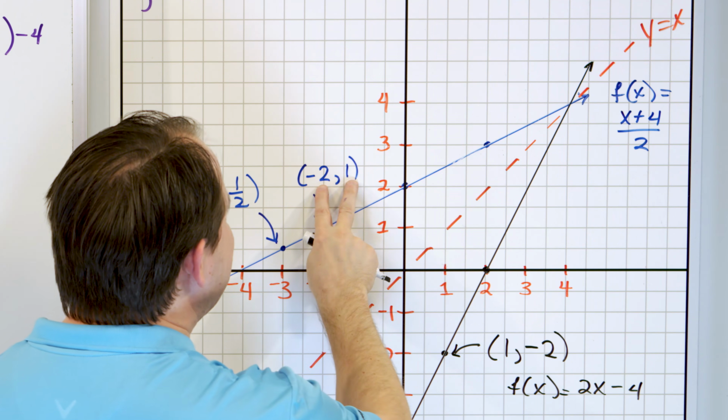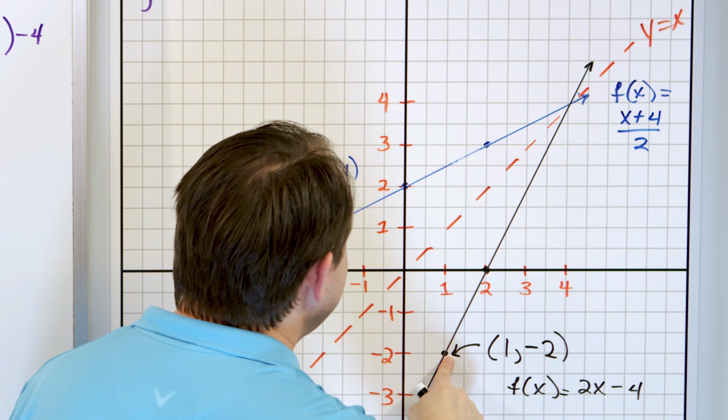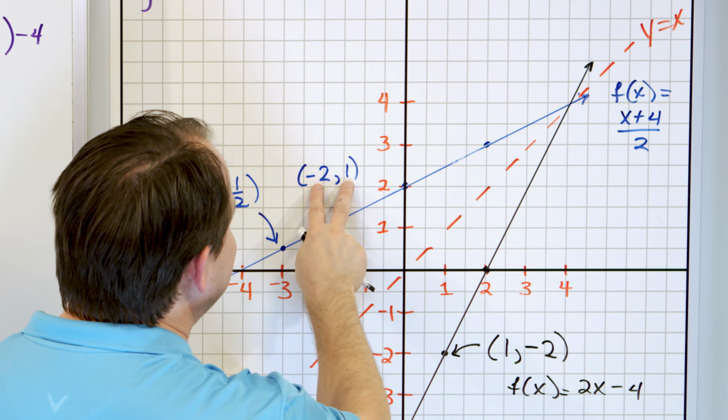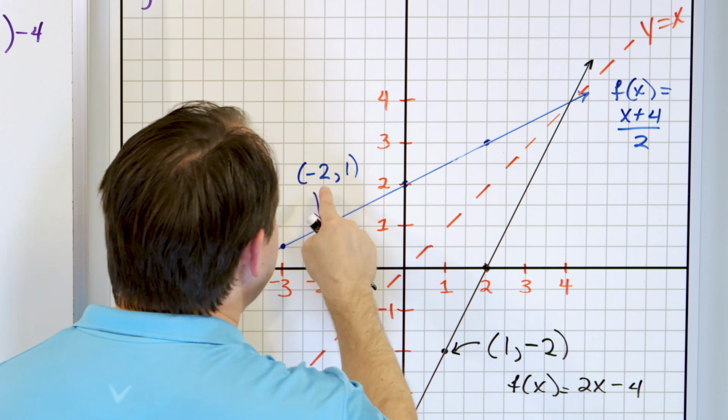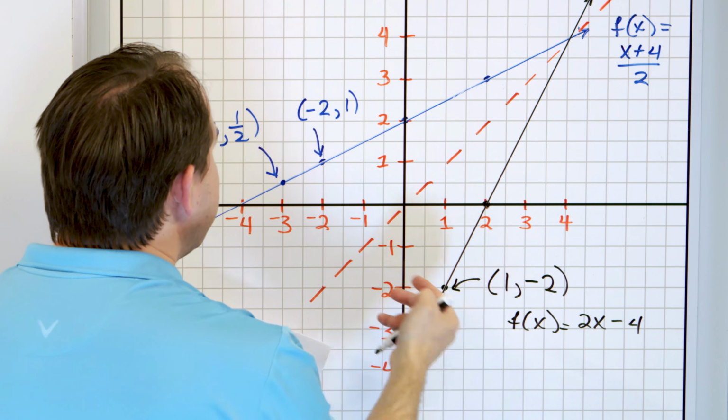What you've done is the inverse maps every point on the function to another point that is kind of its mirror image cousin. What happens is I take the coordinates and I flip them around. So (-2, 1) becomes (1, -2). And let's look at this.